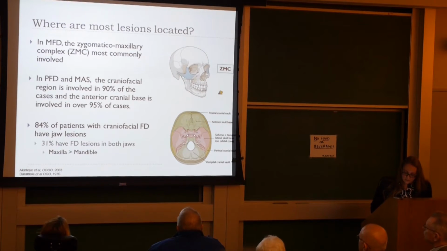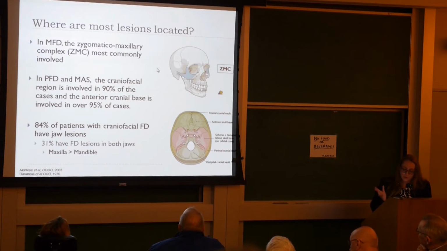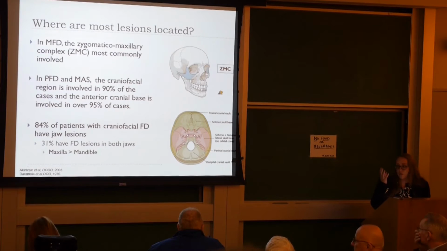So where are most of these lesions located in the craniofacial skeleton? In monostotic fibrous dysplasia, and when I say monostotic, again, I'm referring to either one bone, or because the face has so many bones, one region of bones. This area called the zygomatico-maxillary complex, also referred to as the ZMC, is the area that's most commonly involved, and that's this area in blue, and it extends over here to the maxillary bone, and sometimes it can include the temporal bone, part of the frontal bone, etc. But that area is referred to as monostotic, unless you have disease elsewhere in the body, in which case you have polyostotic disease.